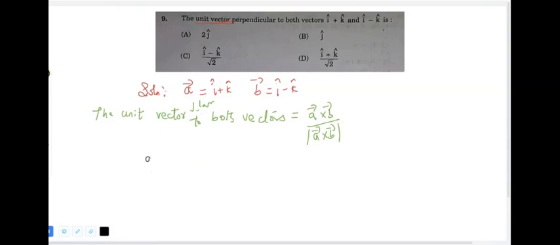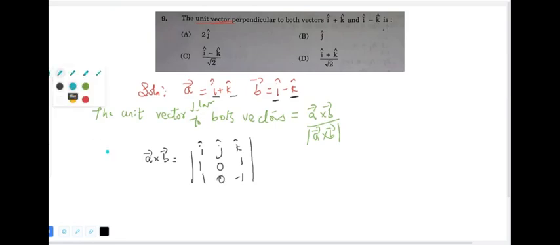It is given as a vector cross b vector, which is nothing but it should be found in the form of determinant i, j, k. So you can see here we have i and k. We don't have j. So i is 1 and k is minus 1. i is 1 and k is minus 1. We don't have j, so j value is 0. We should expand the determinant to get the answer.